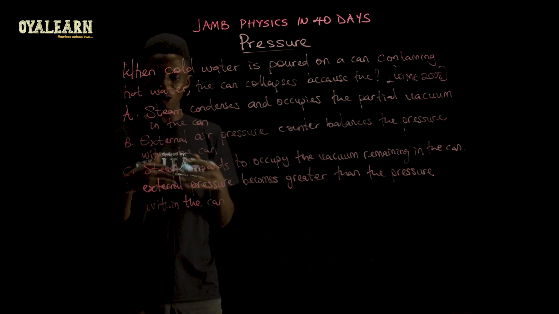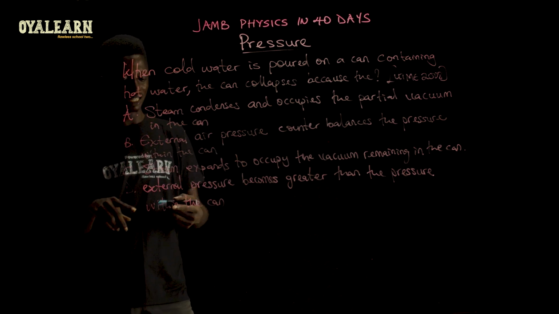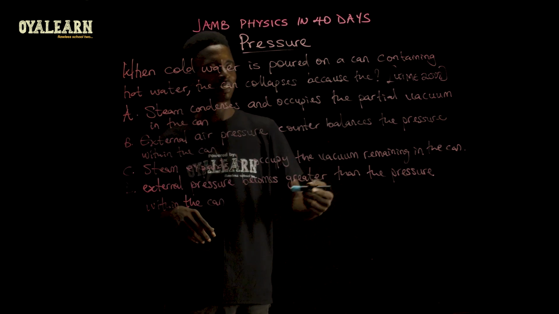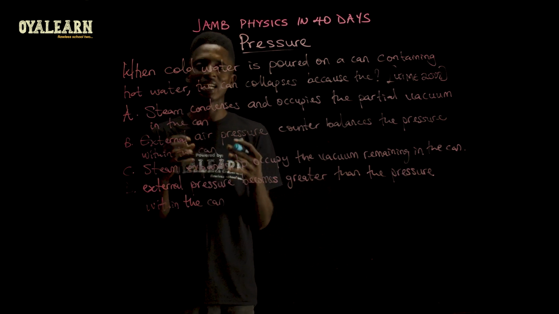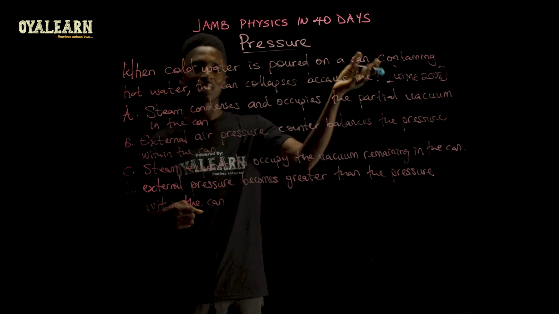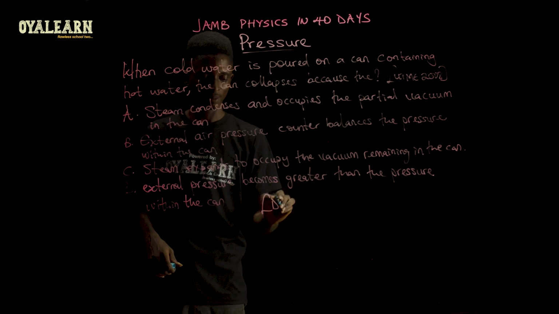So when we consider the options provided here, the one that explains that concept is D, which says external pressure becomes greater than the pressure within the can. It's because of this reason that the can crumples up, or as the question says, collapses. So we'll go with option D.